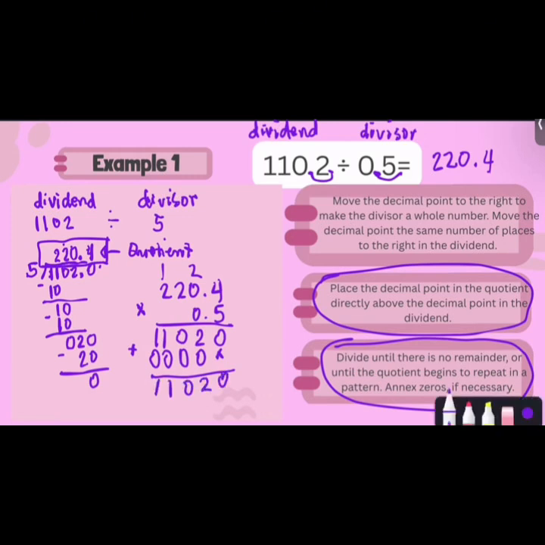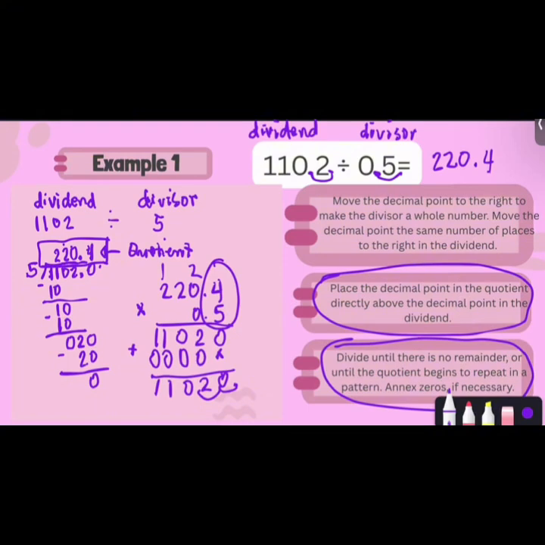Then, count the decimal numbers. So, since meron tayong dalawang decimal numbers, we will move 2 decimal places from right to left. 1 and 2. So, ang magiging sagot natin is the same with our dividend, which is 110 and 2 tenths. So, it means our quotient, which is 220 and 4 tenths, is correct.